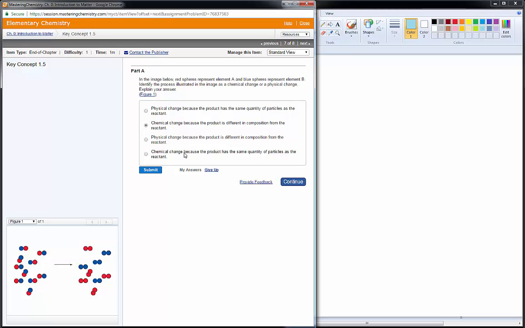It is a chemical change, but the product has to have the same quantity of particles as the reactant because matter is not created or destroyed in chemical reactions.